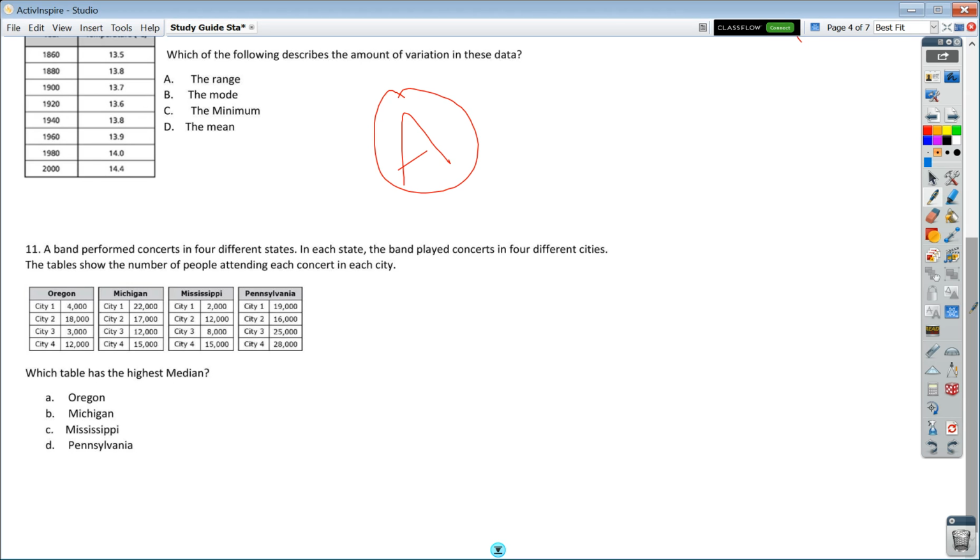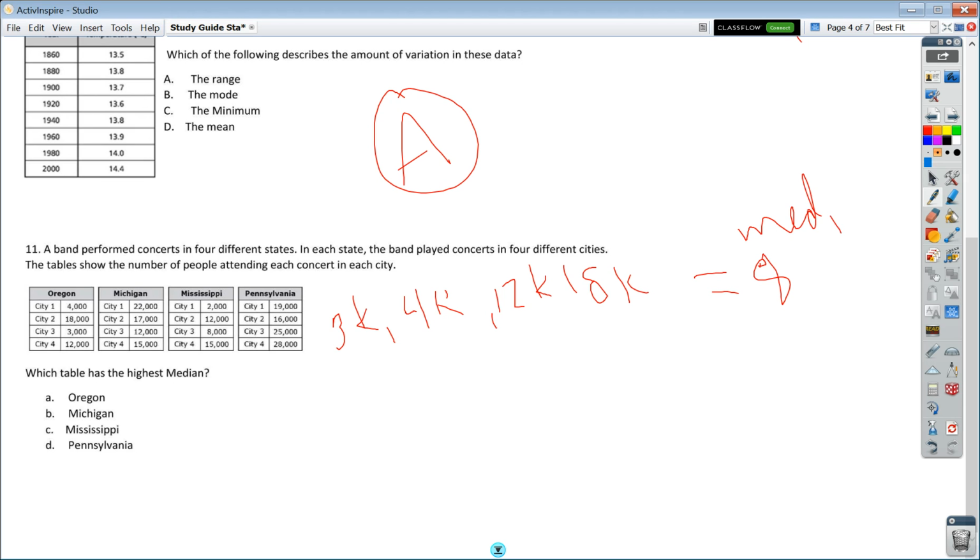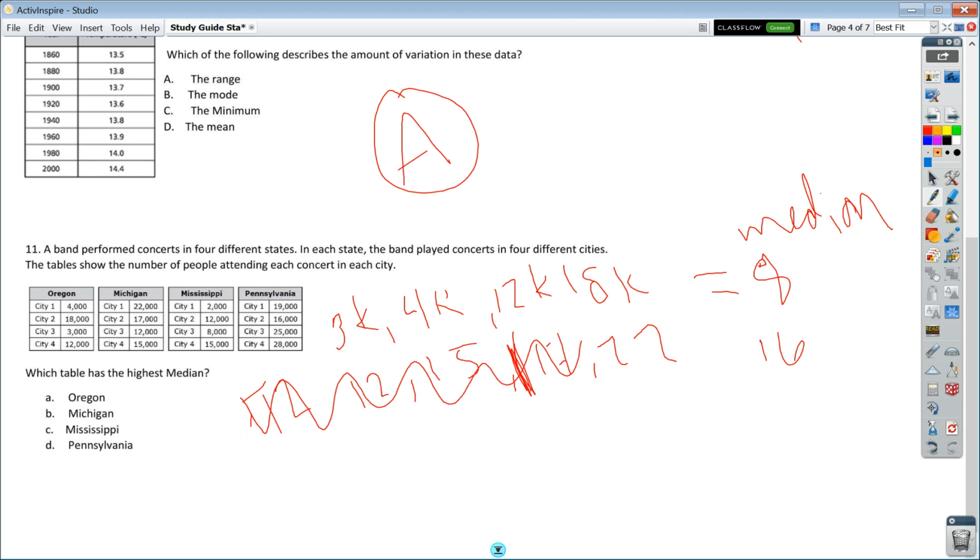Okay, so let's look at table 1. The median is the middle number. So I've got 3K, 4K, 12K, then 18K. So halfway between 4 plus 12 is 16, divided by 2 is 8. So this is the median. Table 2, I've got 12, 15, 17, 22. So I'm halfway between 15 and 17, which is 16. Obviously, it's not that one.